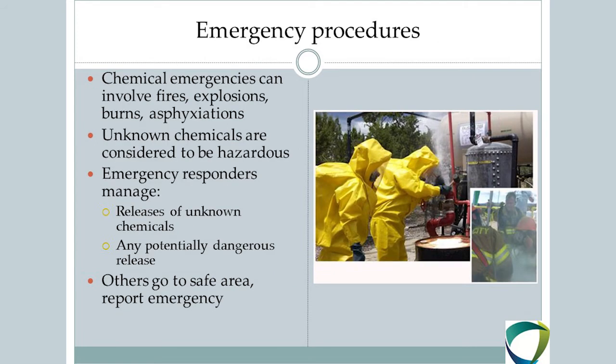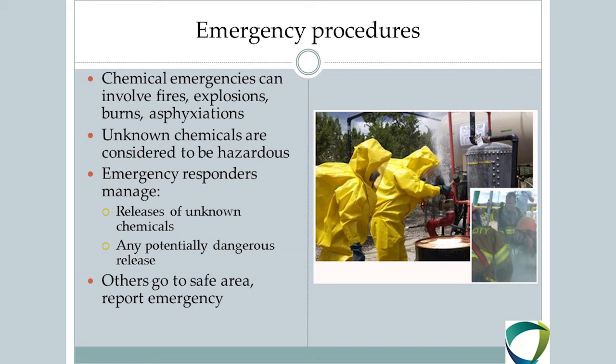Fires, explosions, chemical burns, asphyxiations, and other catastrophes can be the result when hazardous chemicals are involved in an emergency situation. We have mentioned that unknown chemicals are to be considered hazardous. In case of a chemical spill or release, the identities of the chemicals might not be obvious. In this situation, it is especially important to treat the chemicals as hazardous. Specially trained emergency responders need to manage situations where unknown chemicals are involved in a release. You still play an important role in the response, even if your only responsibility is to evacuate to a safe place. If you witness the release, go to the safe place and report the incident.